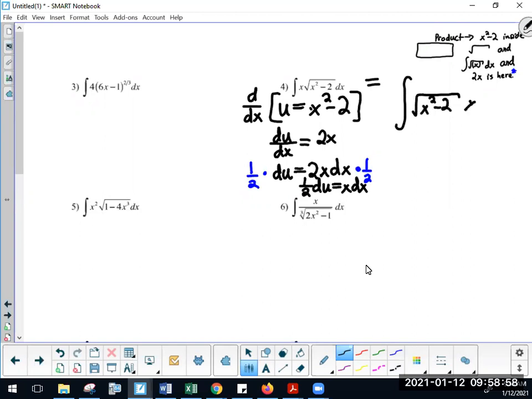This next part is optional. So you don't have to do that, but it may make it easier for some of you to process what's happening if we just think about how we can change the order. So I can take x times the square root of x squared minus 2 and say square root of x squared minus 2 times x. I'm allowed to do that. And this may line up better. So u is going to substitute or replace x squared minus 2.